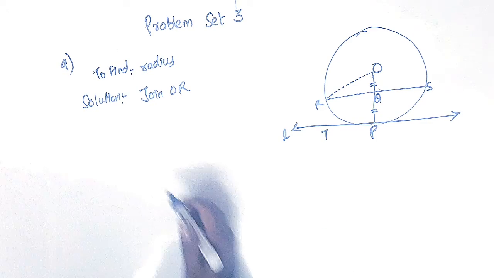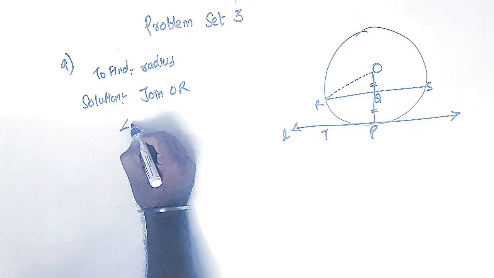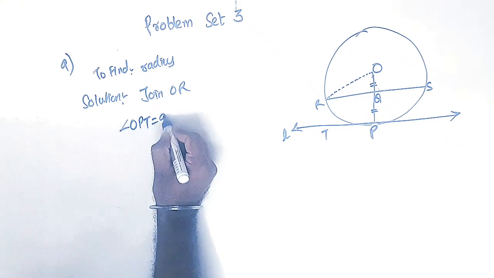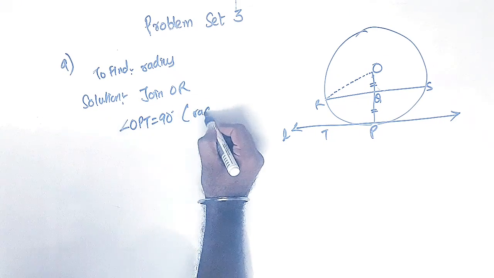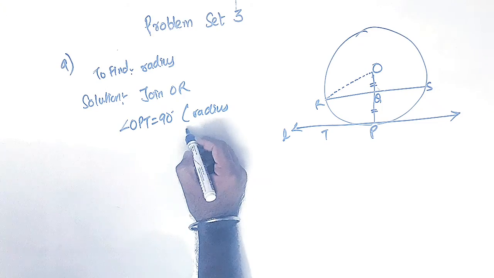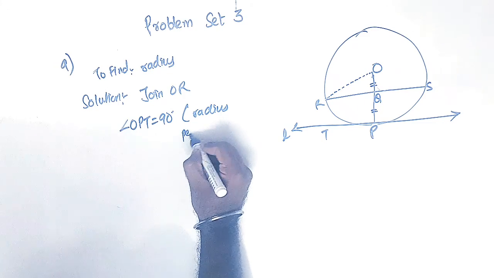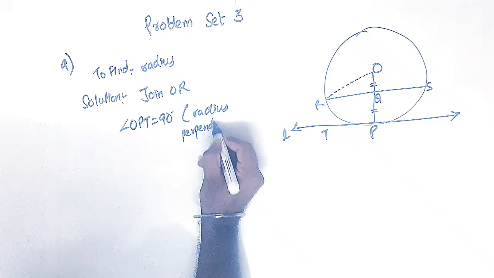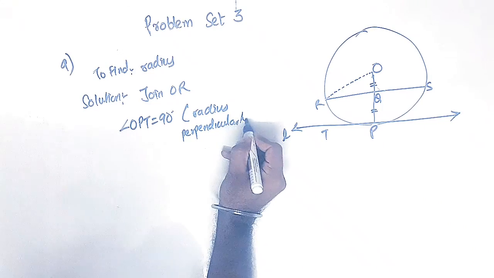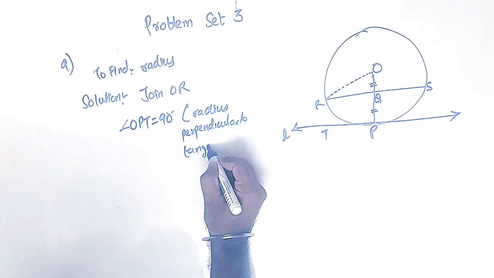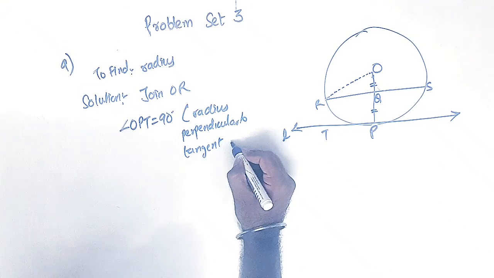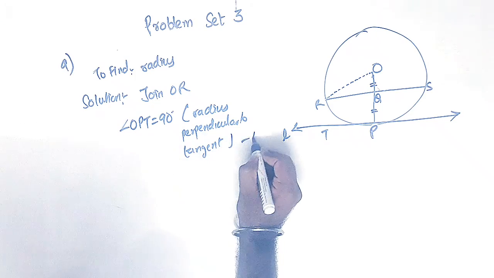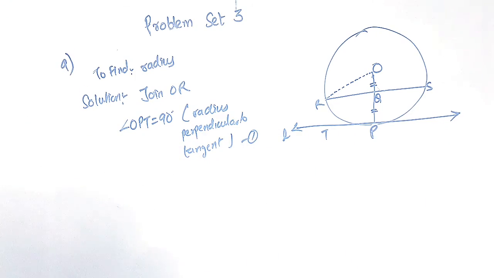Okay, so I'll first simply write join OR, then angle OPT equals 90 degrees. Why is it 90 degrees? Radius perpendicular to tangent. Or you can simply write tangent theorem. Okay, this is point number 1.